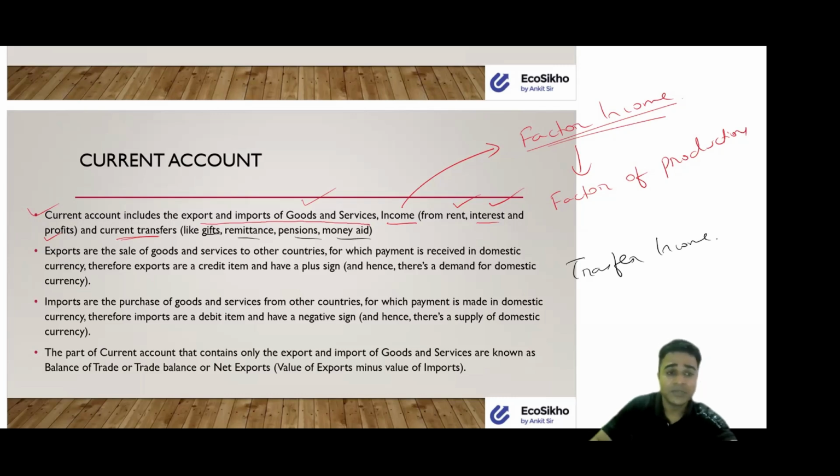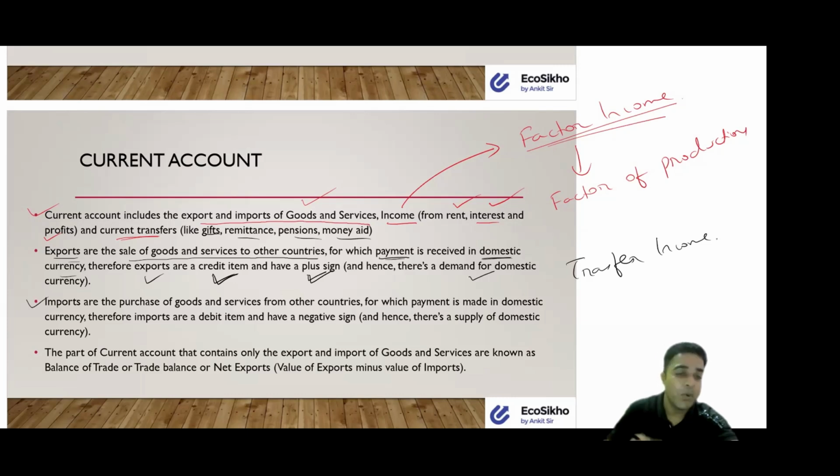Whenever you are exporting goods, it means you are selling your goods or services to other countries, for which you are receiving some money. And that money that you are receiving has to be in the domestic currency. So whenever there is an export, it is a credit item. Export leads to an inflow of money and there is a plus sign associated. Just to remind you, whenever there is an inflow of money, the foreigners will demand the local currency. So whenever there is an export, it will lead to a demand for domestic currency. It is a credit item and it will be accompanied by a plus sign.